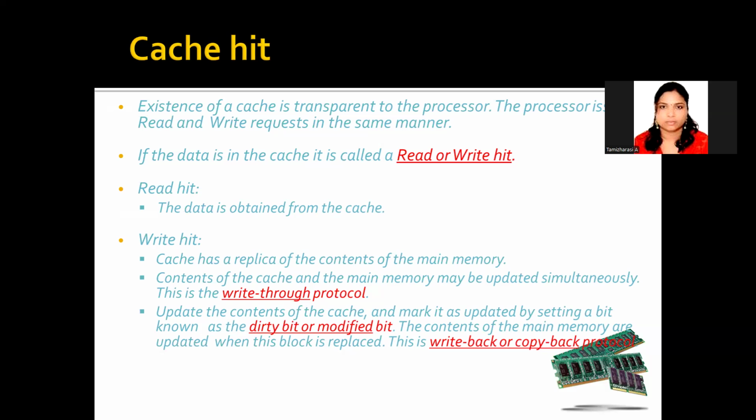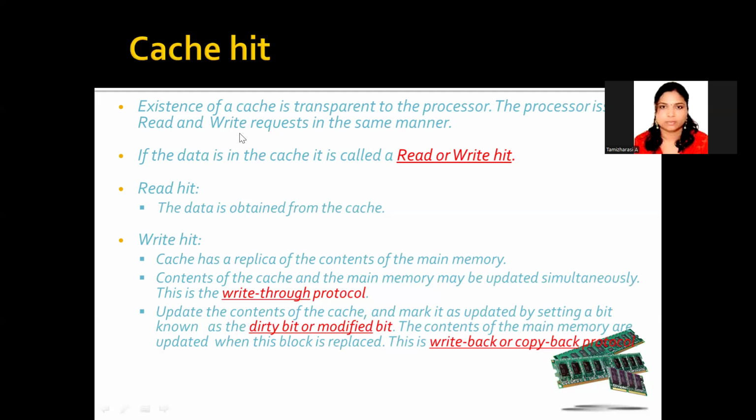When it comes to cache memory, there are different terminologies used. One is hit and the other one is miss. When a processor is looking for a data in the cache memory, and if it is found in the cache memory, we say it is a hit, a read hit or a write hit. It can be a read operation or a write operation. And if we are looking for a data in the cache and it is not available in the cache memory, we say it is a miss. It can be a read miss or a write miss.